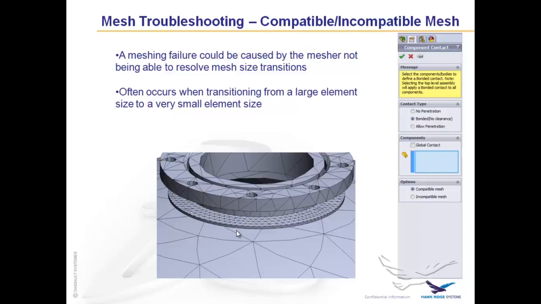Sometimes, if you have a really coarse mesh and a really fine mesh right next to each other, SOLIDWORKS is going to have a hard time making a compatible transition between the two. And so sometimes if you switch it to an incompatible mesh type, then it will solve. So with that, let me go ahead and switch into SOLIDWORKS and let's take a look at troubleshooting a mesh.